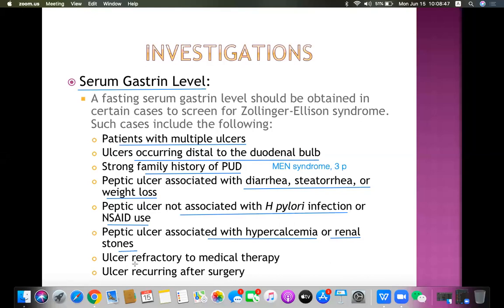Now, ulcer which is refractory to medical therapy: you have given acid peptic drug in a good dose, you have changed the drug also, but still the patient is not getting better. Probably there is a tumor, and only after surgery the tumor is going to disappear. And the last one, ulcer recurring even after surgery, because you have not removed that tumor which is causing ulcer. So all these are very, very strong evidence for the measurement of serum gastrin level to confirm Zollinger-Ellison syndrome. One of the favorite questions in the exam.